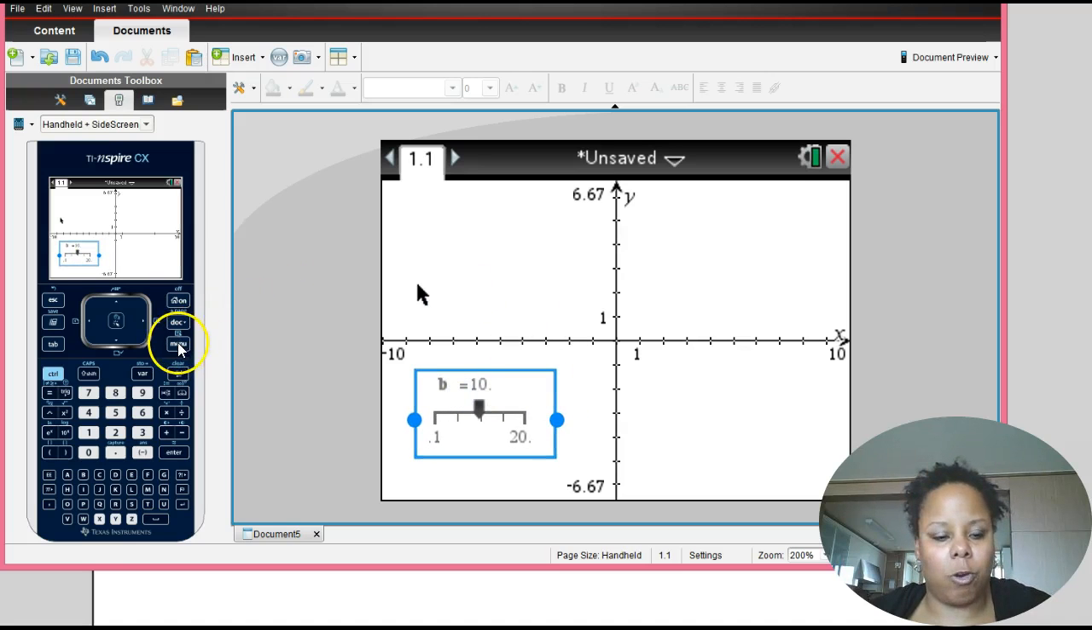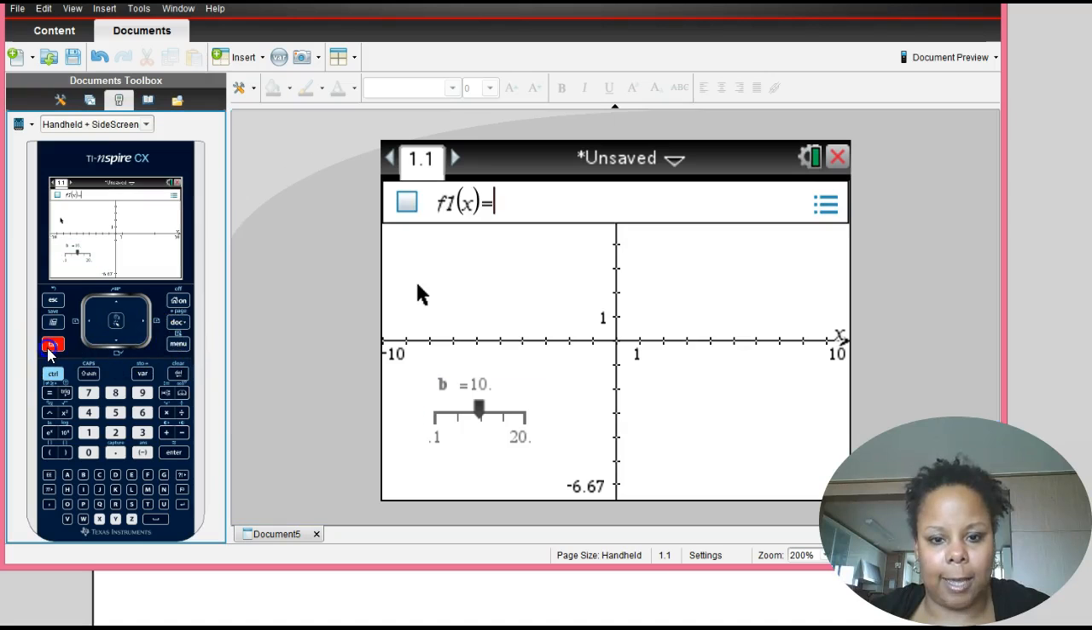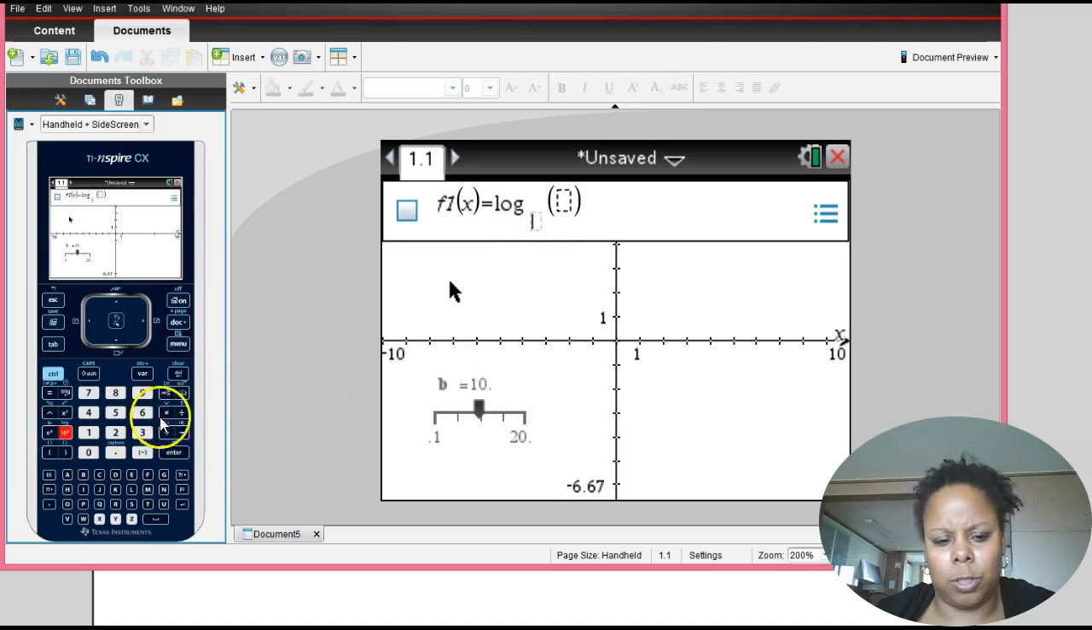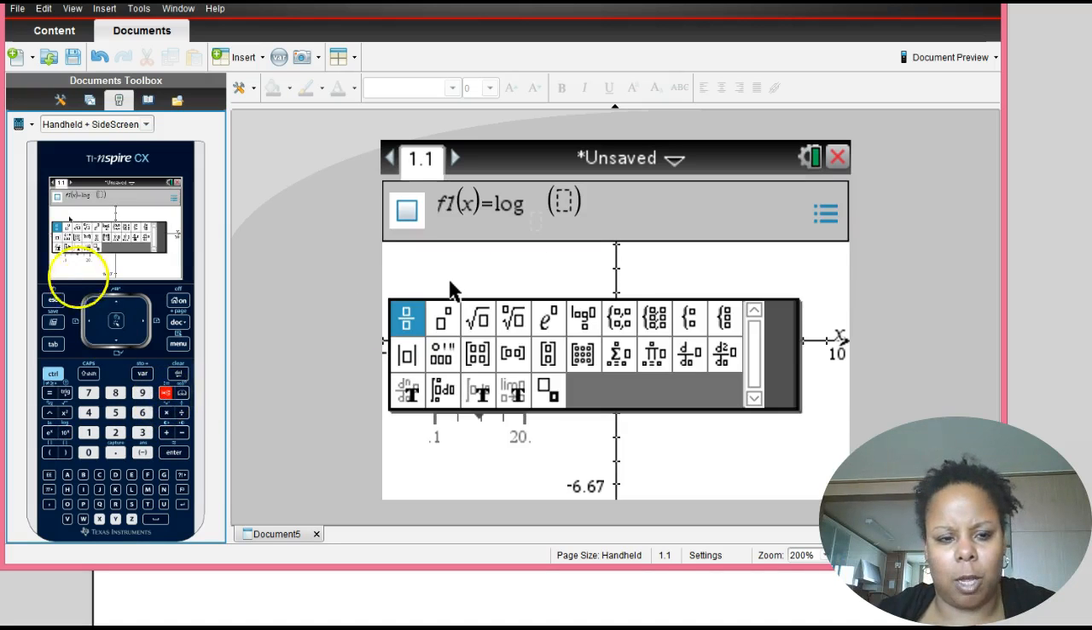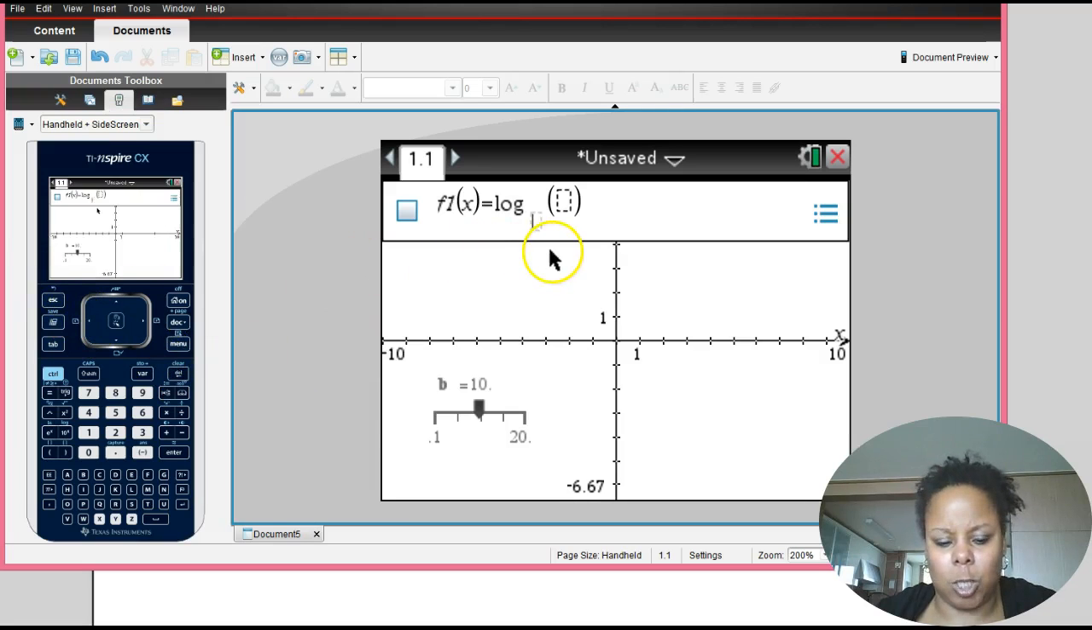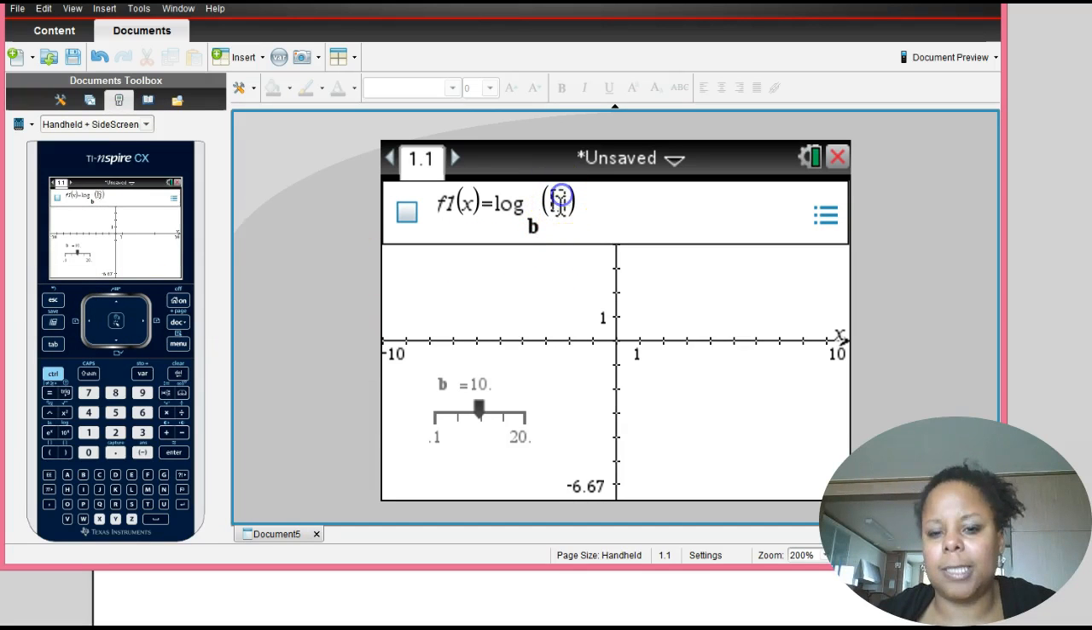Now I'm going to graph the function by hitting tab and typing in log. You can type in log, or since I want to vary the base, I'm going to use the log function that way, or I can hit this button and it will bring up different logs. Here it is, log. Two options. I'm going to put B, and as you see, it's solid because I already have something for B. I'm going to hit enter.